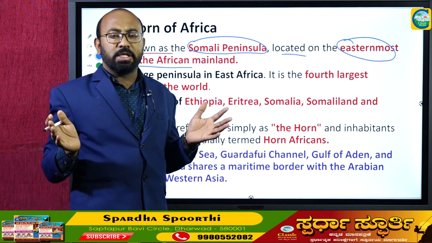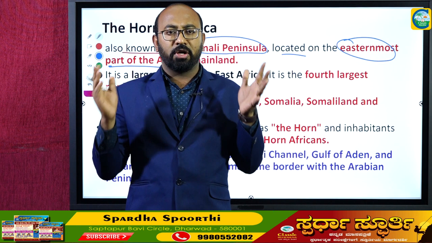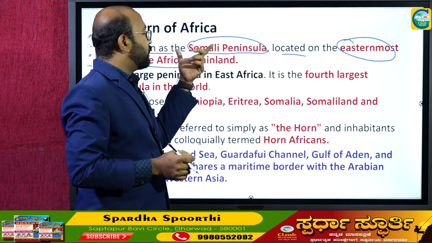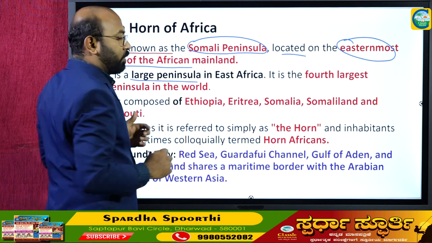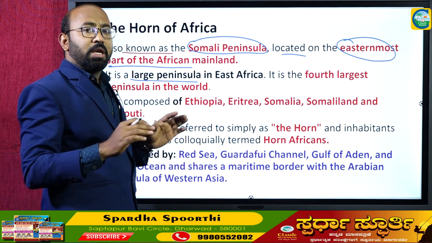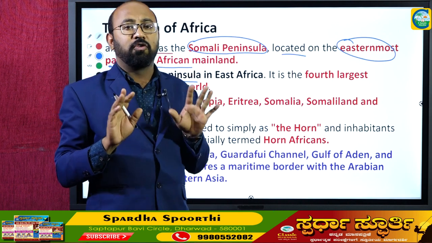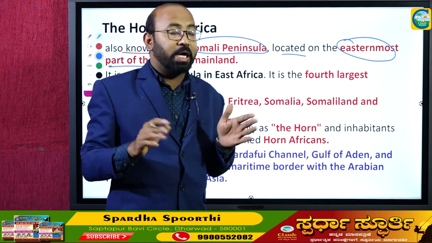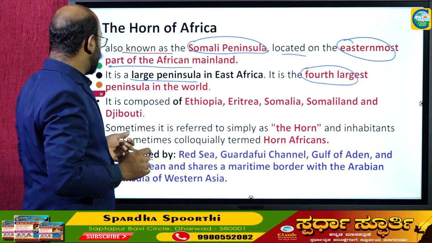You know, there is a continent called Africa. To the extreme east of this African continent, there is this region called the Horn of Africa. It is a large peninsula. In fact, it is the largest peninsula in the African continent, and the fourth largest peninsula in the world.